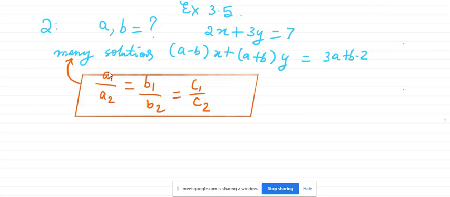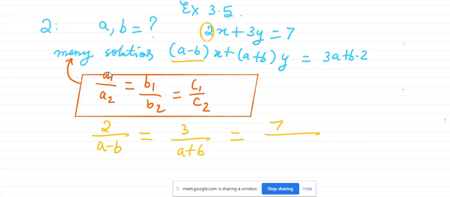So here you will see this 2 is your a1, and a2 is a minus b, then b1 is 3 and b2 is a plus b, c1 is 7 and c2 is 3a plus b minus 2, right? So according to this, if these two equations have many solutions, then you can say that these ratios will be equal.